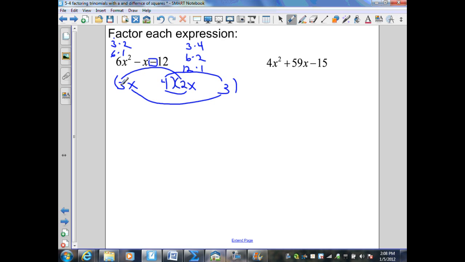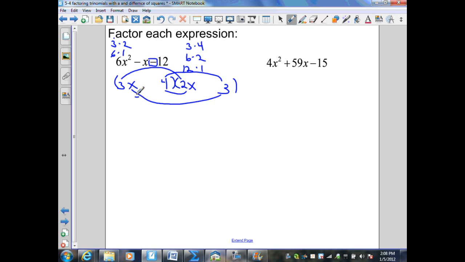And again, my first and last terms still generate my 6x squared and 12. My outer is going to give me 9x. My inner is going to give me 8x. 9x minus 8x, because I have to subtract. 9x minus 8x gives me 1x. So this is going to work.